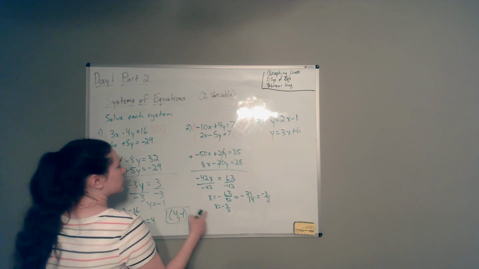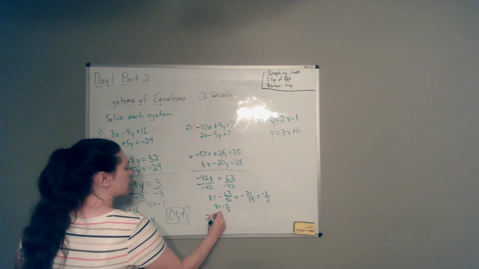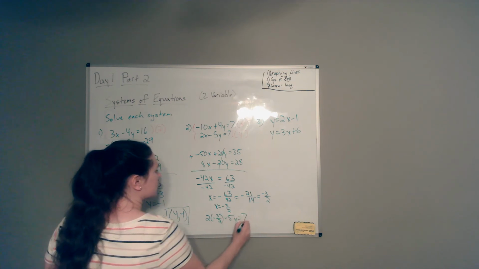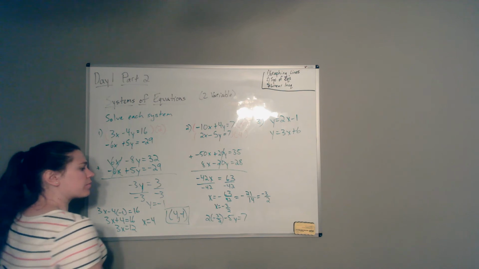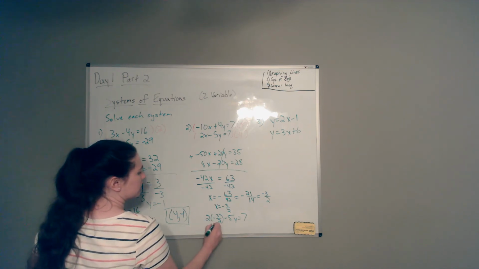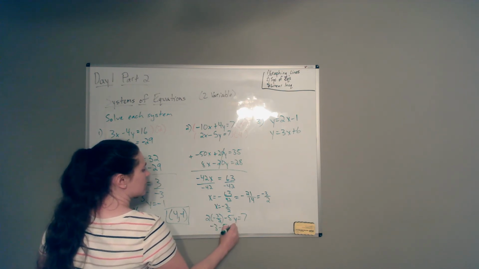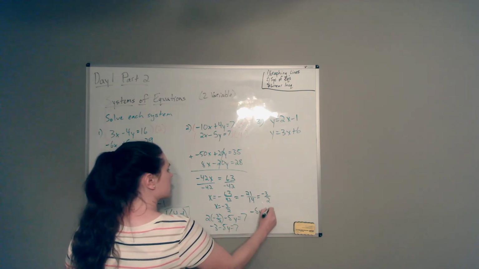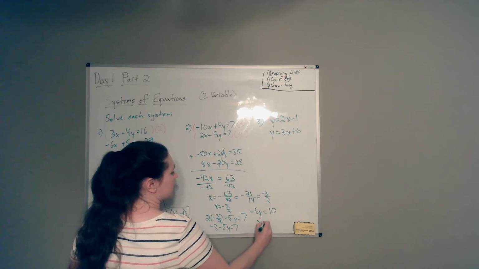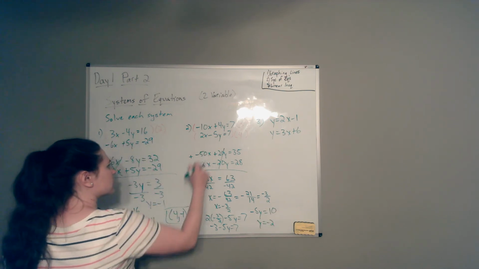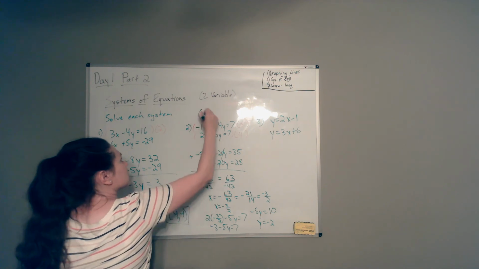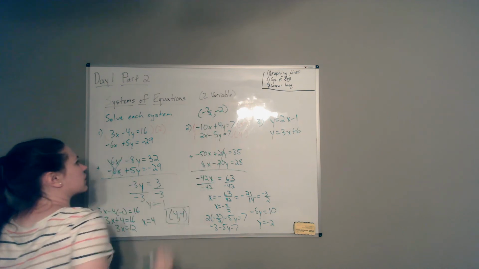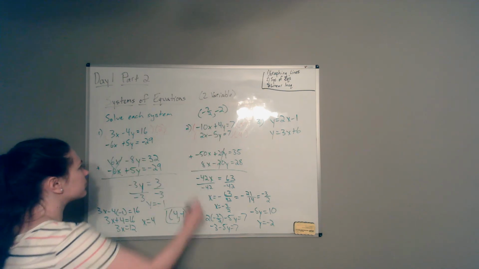So now we plug it back in. We're going to figure out what y is. So 2 times negative 3 halves minus 5y equals 7. So we multiply 2 times negative 3 halves. That's going to give us negative 3 minus 5y equals 7. Add 3 to both sides. That gives us negative 5y equals 10. Divide by negative 5. That gives us y equals negative 2. So the answer to number 2 is negative 3 halves, comma, negative 2. If you want to plug it in and check, that's always good.